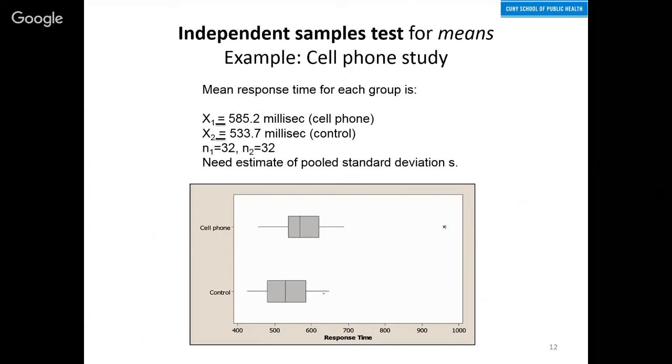So here is our imaginary data. In the control group, we have a median of about 530 milliseconds, and in the cell phone group, it's a little higher, maybe 580 milliseconds with one outlier. So yeah, the means 533 and 585, with N1 and N2 both equal to 32.